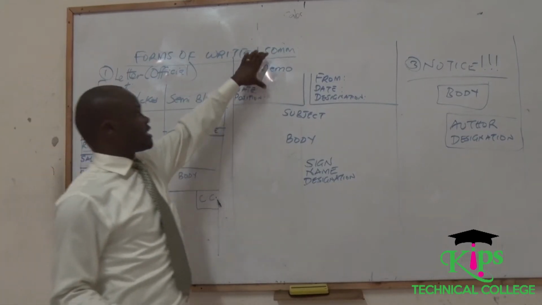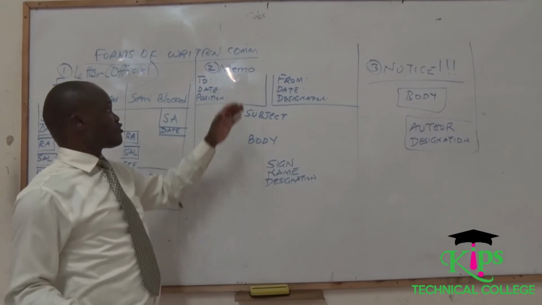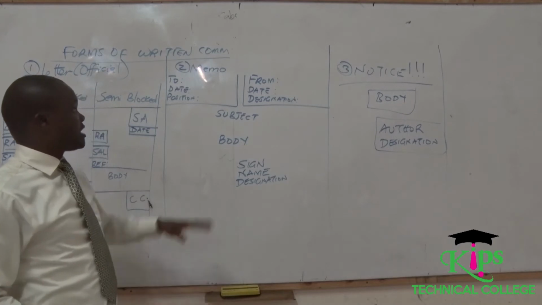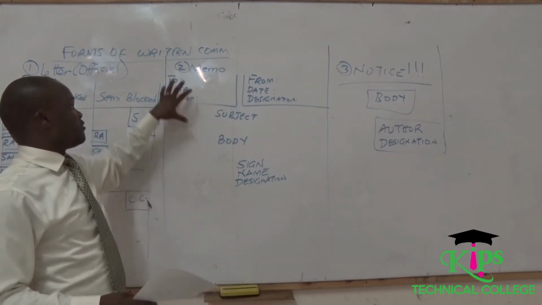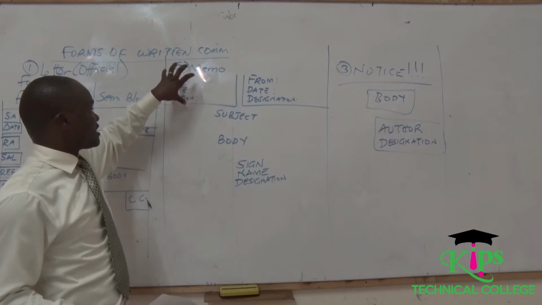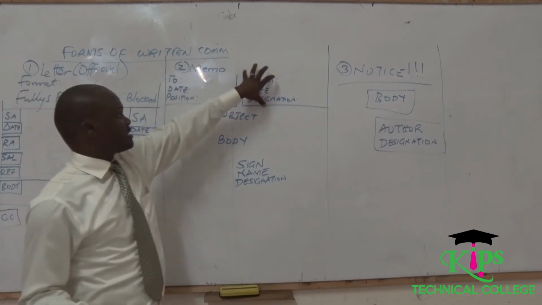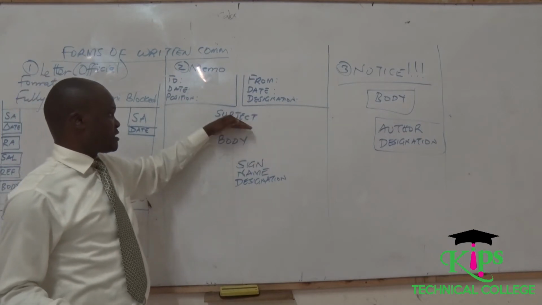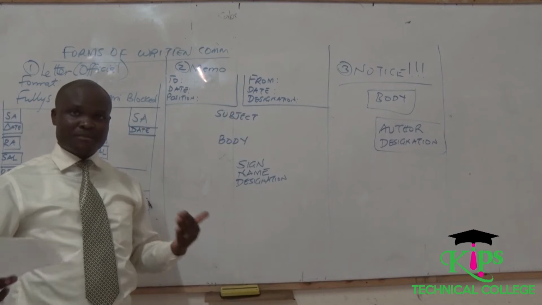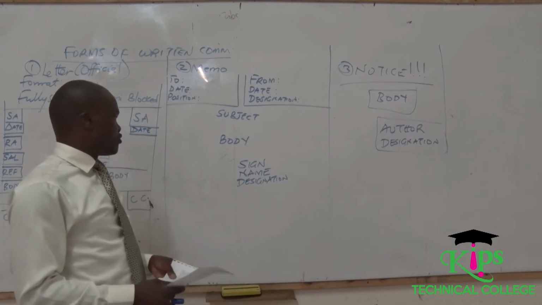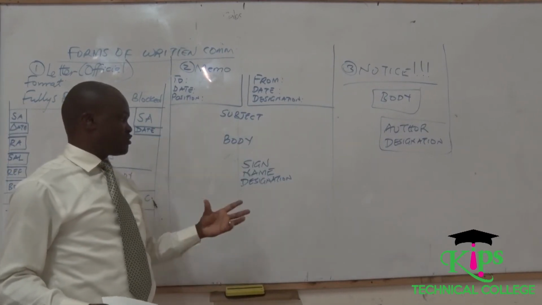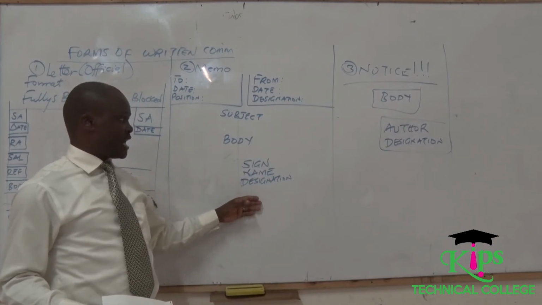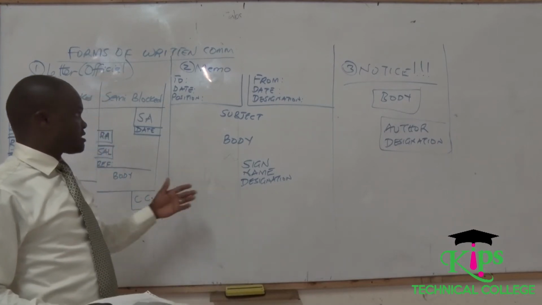The second one is the memo, which is an internal means of communication that we use within the organization. This is the format whereby we have the author and the recipient of the memo, both of them having designations, the subject of the memo being the main idea you want to pass to your audience, the body being the explanation, and then you finish by signing, putting your name and designation. It is used also for various means of communication.